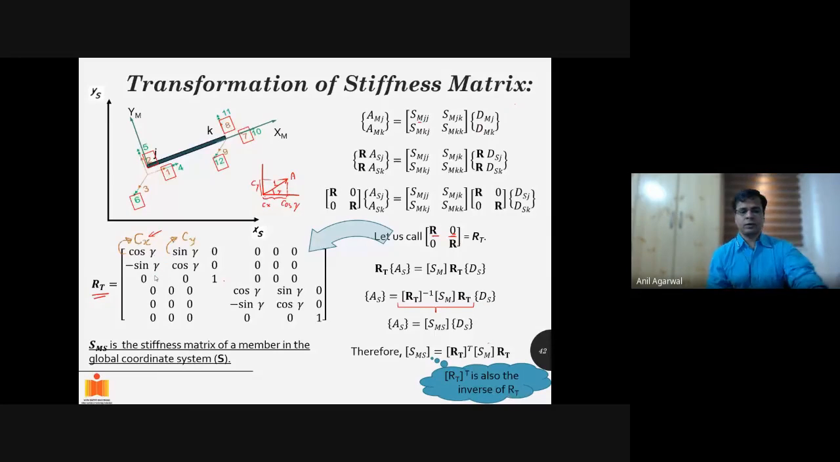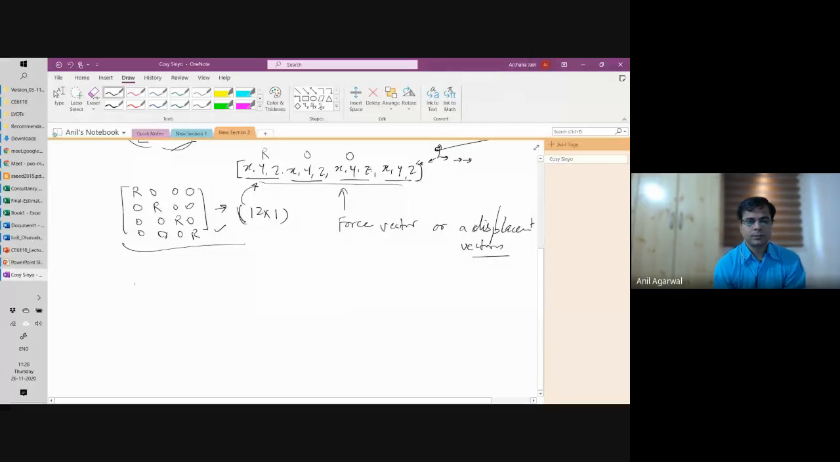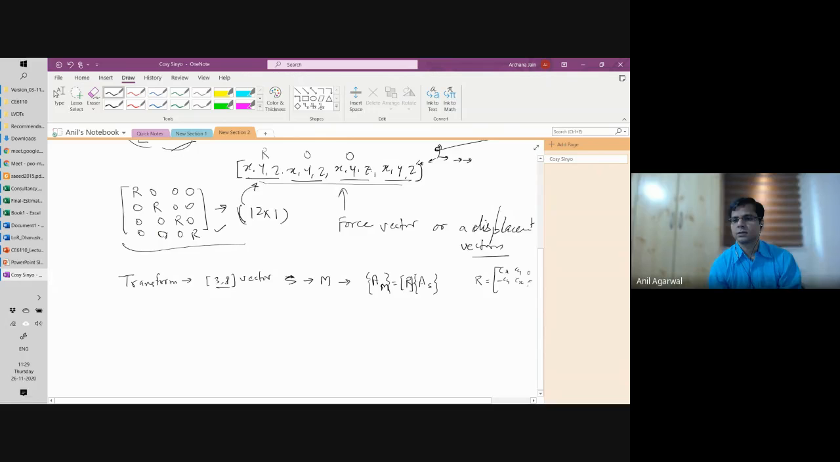Okay, so far what have we learned? We have learned how to transform a 3×1 vector from structural to member coordinate system, right? And that one was basically, if it is a 3-component vector, M was equal to R A S. These A's are vectors, or you can write them in curly brackets. And this R is a matrix, and that R is given by Cx Cy 0, minus Cy Cx 0, 0 0 1. You have seen it several times, so I'm not spending too much time here.